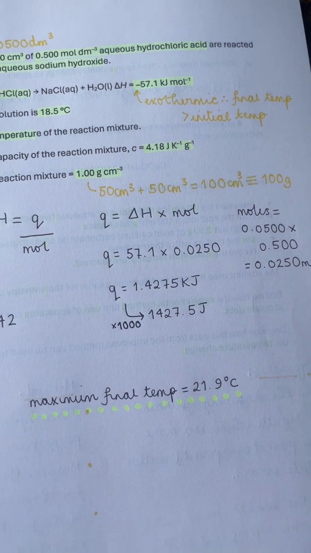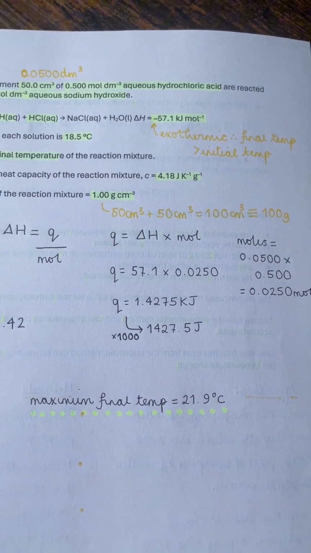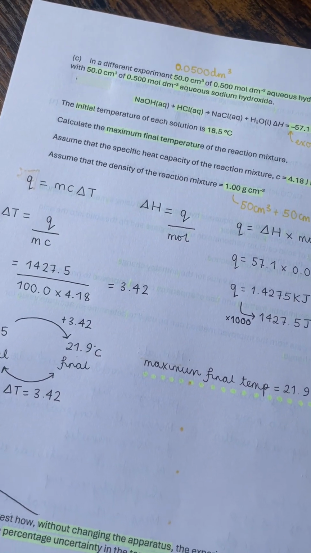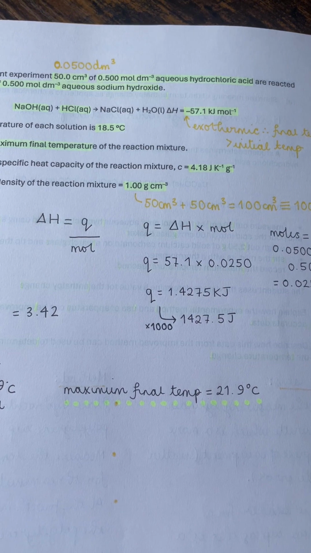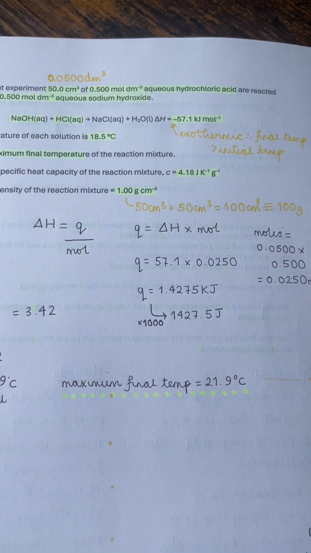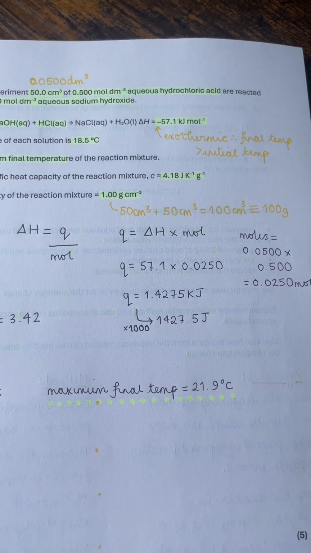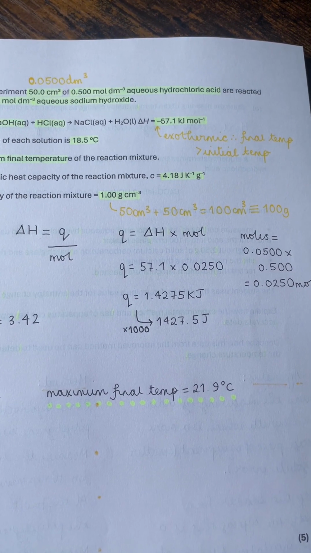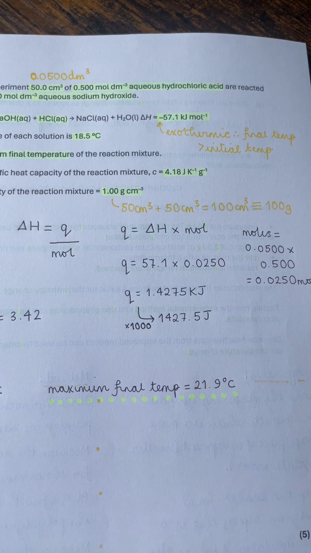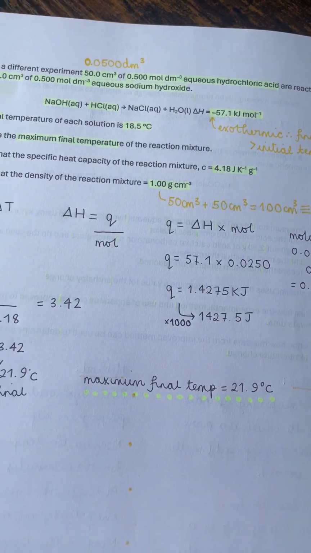Now again, if we were doing this calculation in the forwards direction, you'd get your value for Q, that would be in joules, you'd then divide it by 1,000 to get it in kilojoules. We now have our value for Q in kilojoules, and we therefore need to do the opposite and times it by 1,000 now to get it into joules, which I've done, 1,427.5 joules.